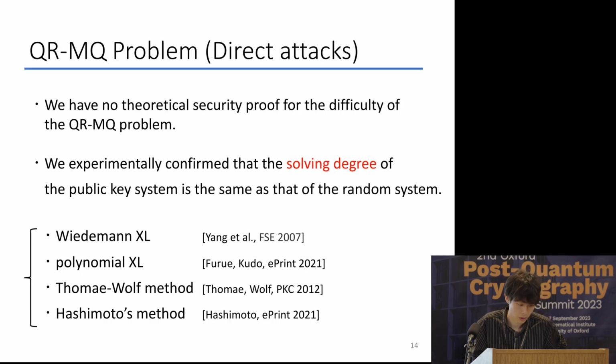And for this QRMQ problem, we have no theoretical security proof for its difficulty, but we experimentally confirmed that the solving degree of the public key system is the same as that of the randomized quadratic system. And to estimate the security level, we consider these attacks: Wiedemann XL and polynomial XL, these two methods solving the underdetermined quadratic system efficiently, and Thomae-Wolf method and Hashimoto's method.